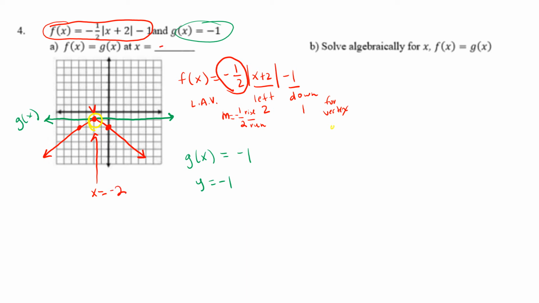So that's our answer, right? X equals -2. Now let's look at it algebraically so you can see why this happens and when these special cases will pop up. Again, we're going to set f of x equal to g of x.